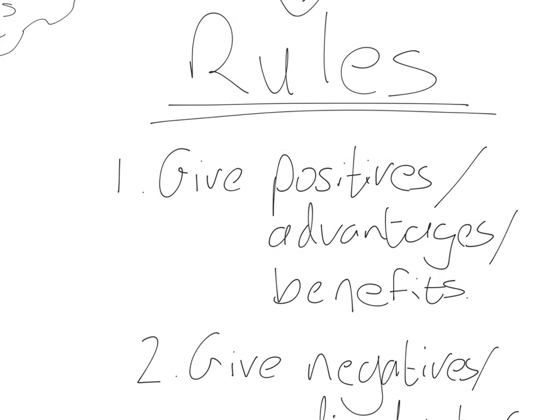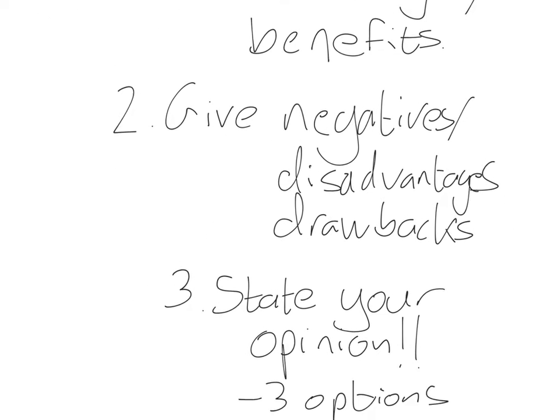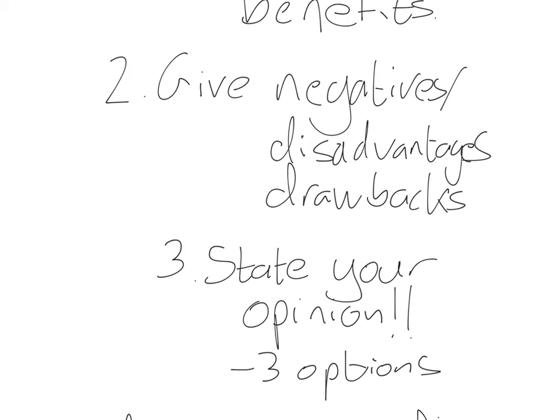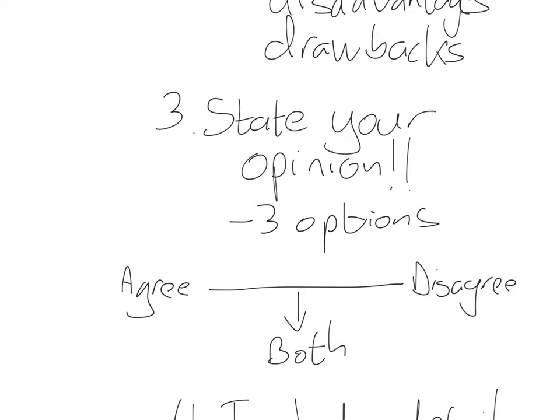In terms of rules, evaluate means give positives and negatives, and the starting point is always to give positives. In some of the questions it might not be a positive, it might be an advantage, or a benefit, just depending on the nature of the question. Following that, we always give our negatives or disadvantages or drawbacks, but effectively they all mean the same thing. And the final area is that you've got to state your opinion in these questions. So in any evaluate question, the examiner is looking to see positives, negatives, and your own personal opinion in a conclusion statement at the end.